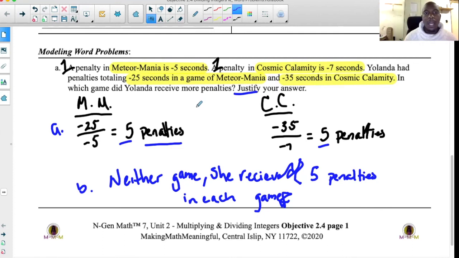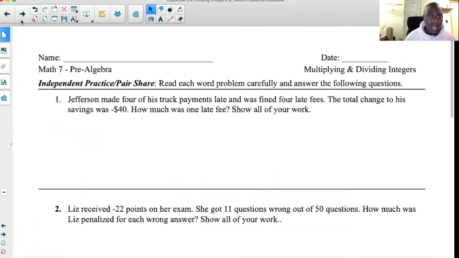All right. That's it for today. Take your time as you look through the actual model and the independent practice problems, and I'll look through them quickly with you as well. Jefferson made 4 of his truck payments late. All right. He was fined 4 late fees. So you should be thinking, okay, 4 late fees. It's not double 4s here, it was 4 payments he made. All 4 of them were late. The total was -40. It was a change in his savings because he had to pay this. So think about that and tell me how much one late fee was.